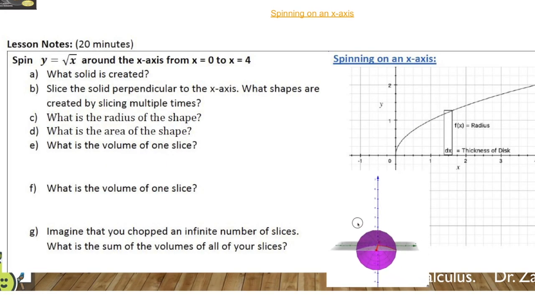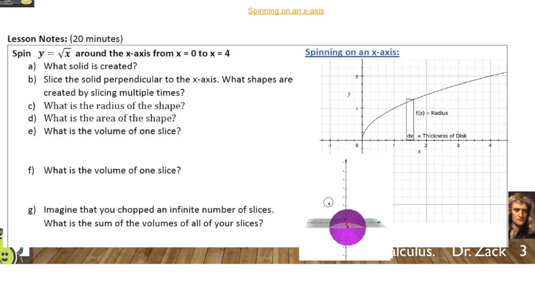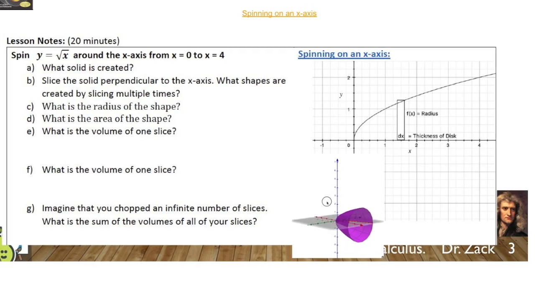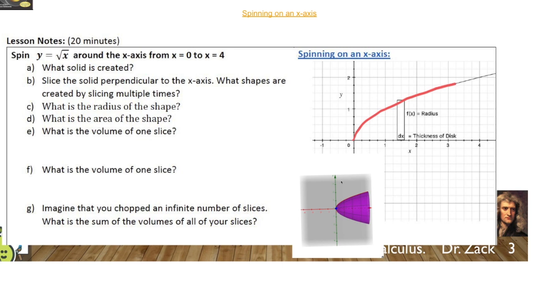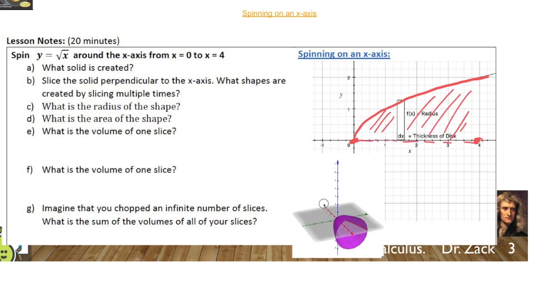All right, so today we are going to take different functions and spin them around an x-axis or a y-axis. As we look at our first question, we're taking our function square root of x and we're trapping it between 0, 4, and the x-axis. So you can see that the area we are going to be spinning is demonstrated. Now we're going to take this and spin it around an axis.